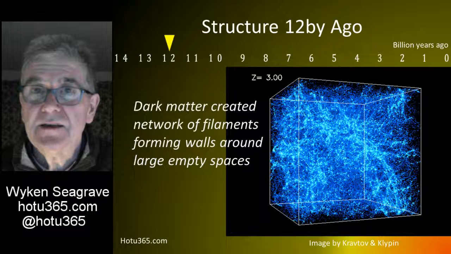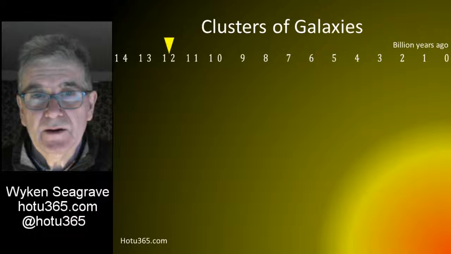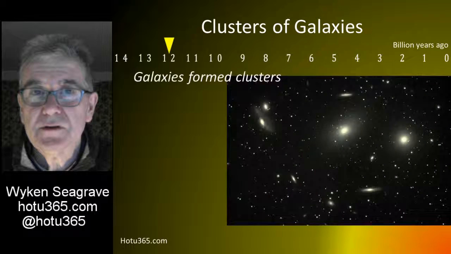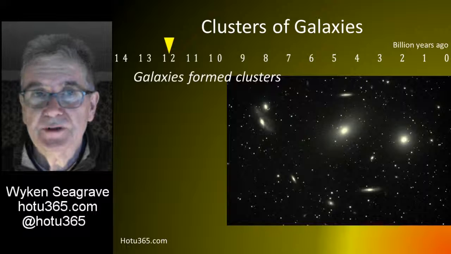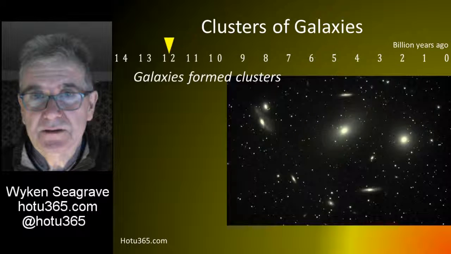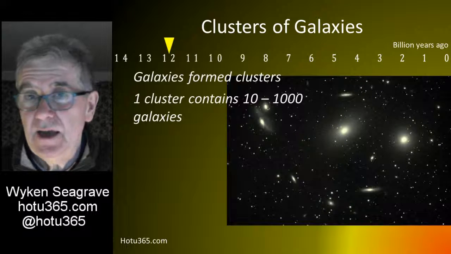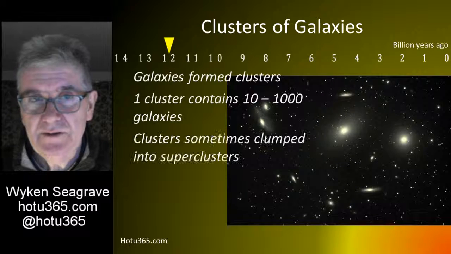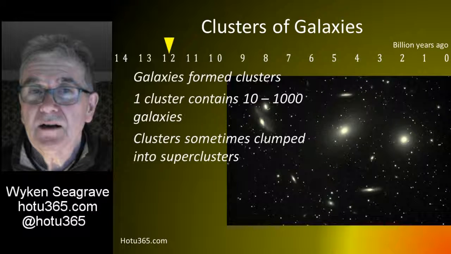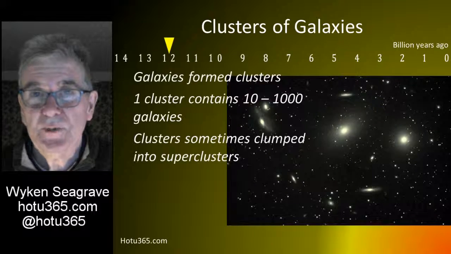The galaxies therefore formed around huge empty spaces. Within these walls and filaments, the galaxies were gathered together into groups or clusters. The smallest ones contained about 10 galaxies, the largest contained thousands. Clusters were sometimes clumped together into superclusters.